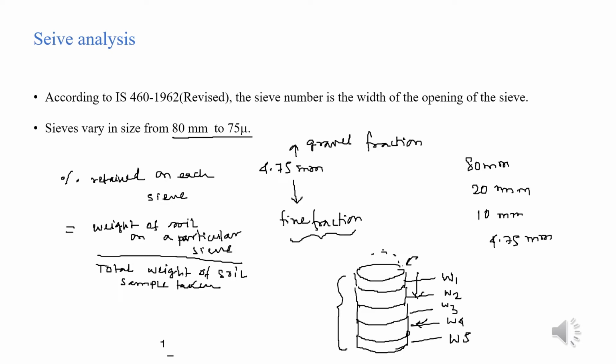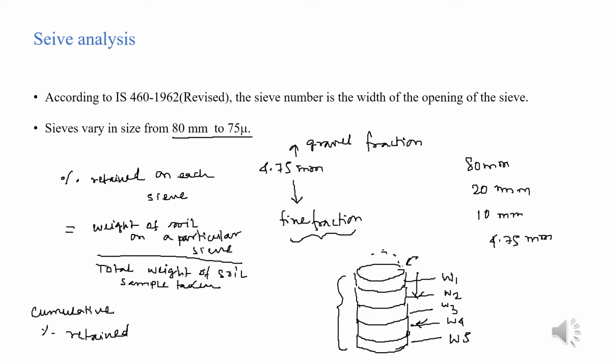Now what we do, we find out the cumulative percentage retained. That is, we find out the sum of the percentage of soil retained on sieves of larger sizes and the percent retained on that particular sieve. So this will get more clear as we solve a problem in the subsequent slide.